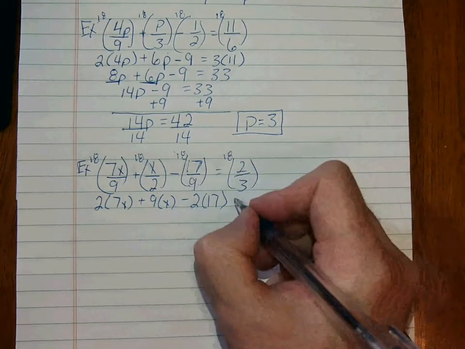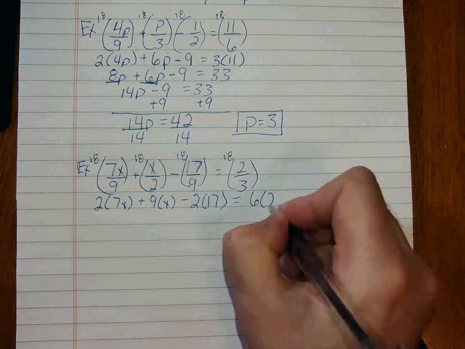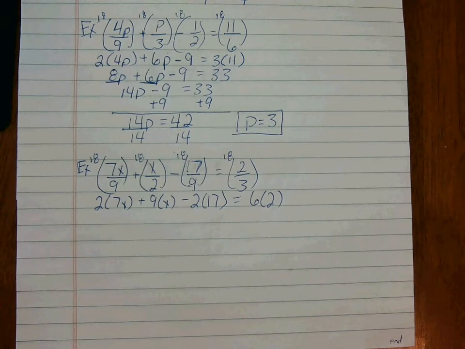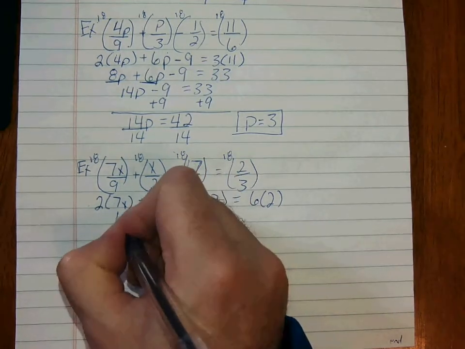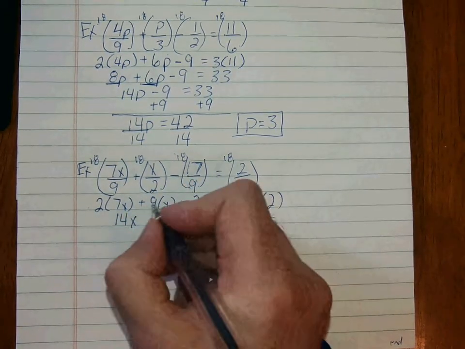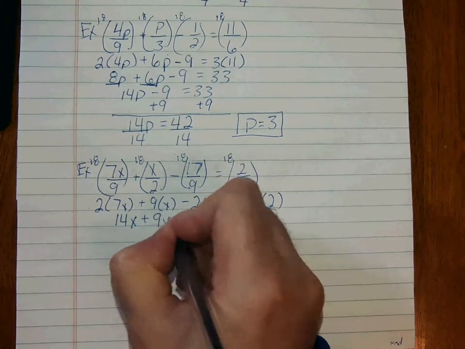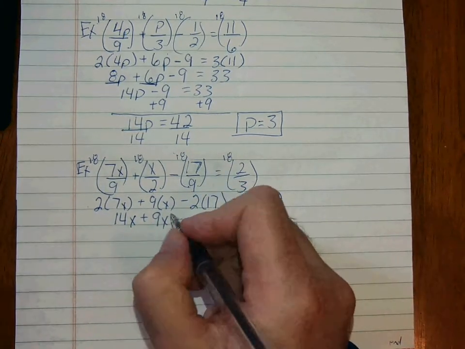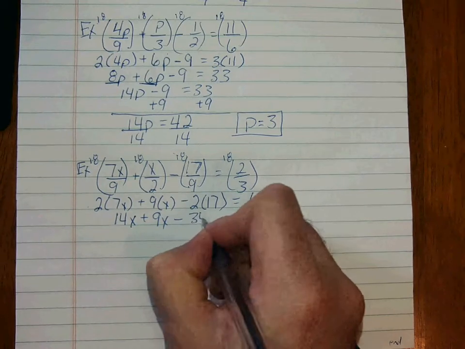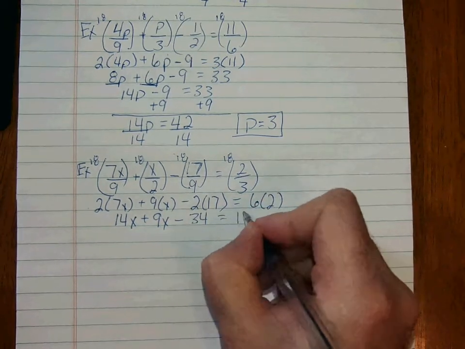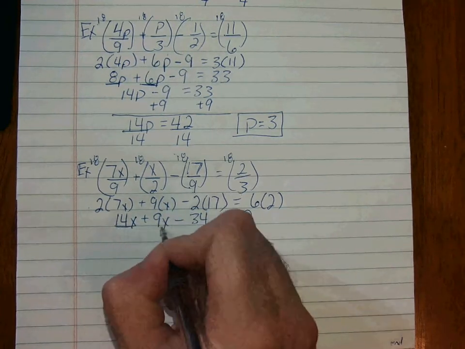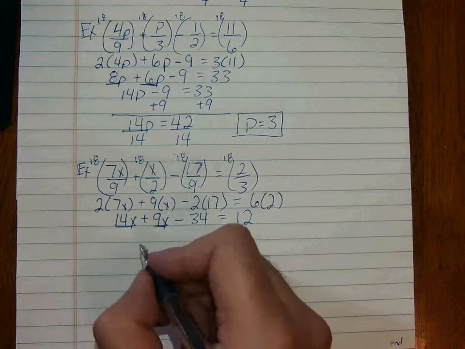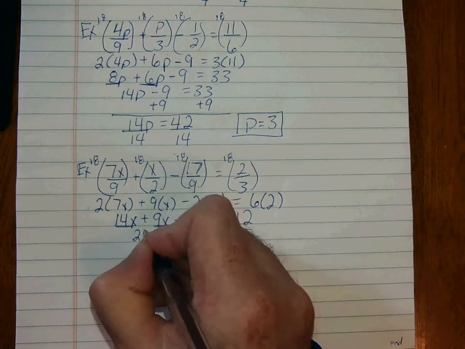And 18 divided by 3 is going to be 6. So now what you want to do is simplify these out, so you want to multiply them out. So 2 times 7, 14x. This will become just 9x. This will become 34. And this will be 12. So combine your like terms. 14 and 9 give you 23.